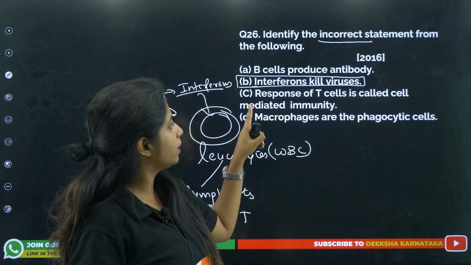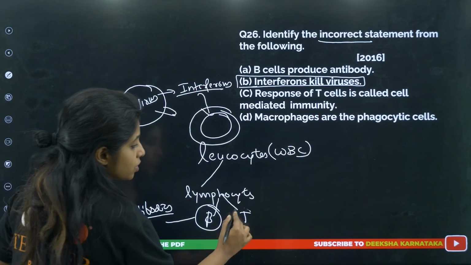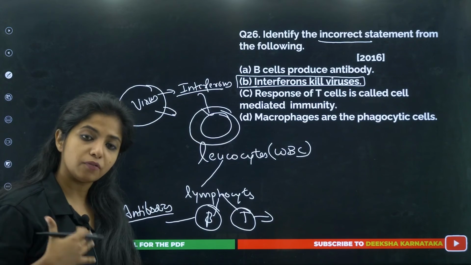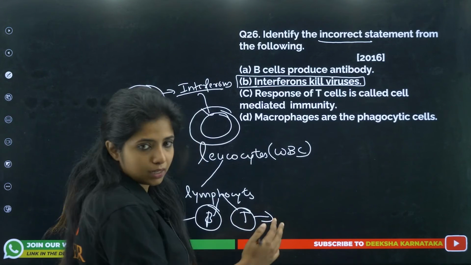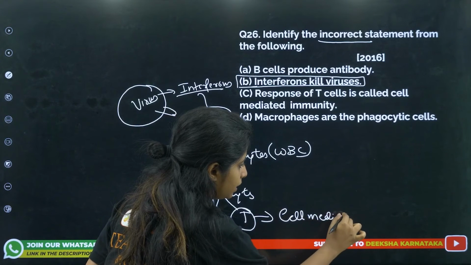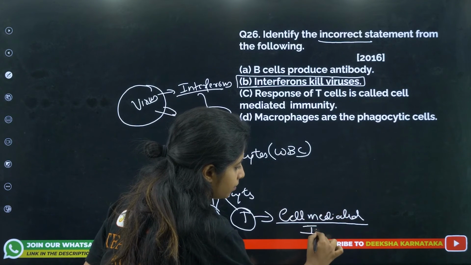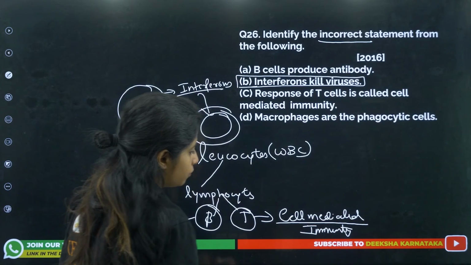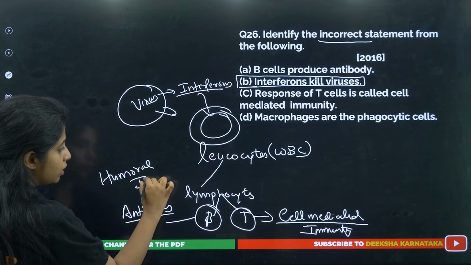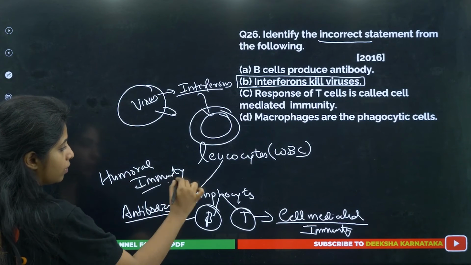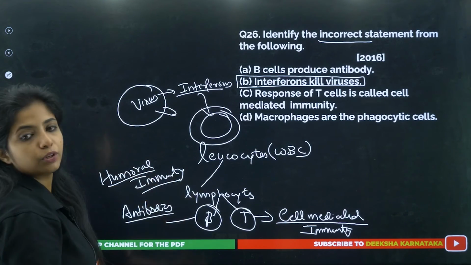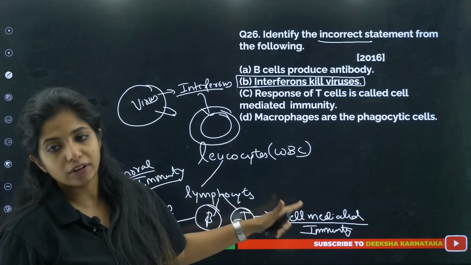Response of T cells is called cell mediated immunity. The T lymphocyte takes the help of other cells, or by itself it can kill the pathogen. So it is cell mediated immunity. T cells are responsible for cell mediated immunity. B cells are responsible for humoral immunity. Why humoral? Because the antibodies which they produce go in the blood, and blood is a humor, a fluid. So humoral immunity is provided by B cells, cell mediated by T cells.